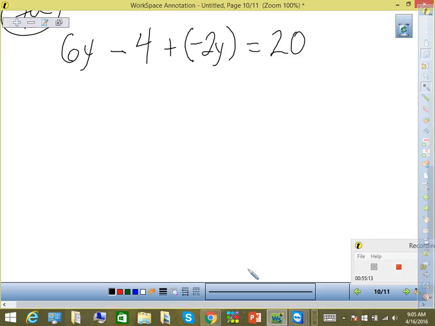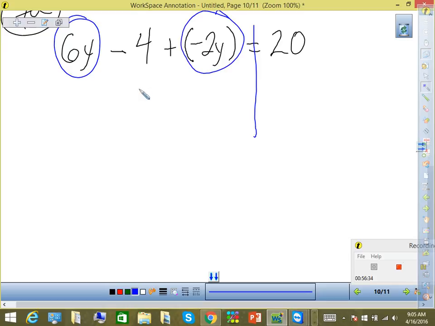All right. Let's see. Walk me through this process, Nevin. What do I do? Line down the equal sign. Before that, combine 6y with negative 2y, and that leaves us with 4y. Bring down the negative 4 equals 20.